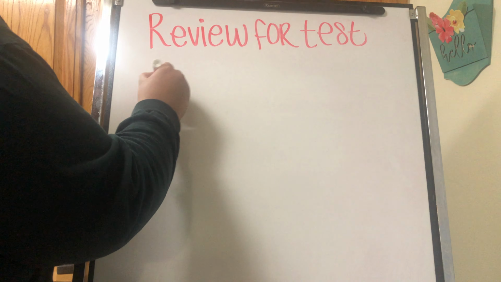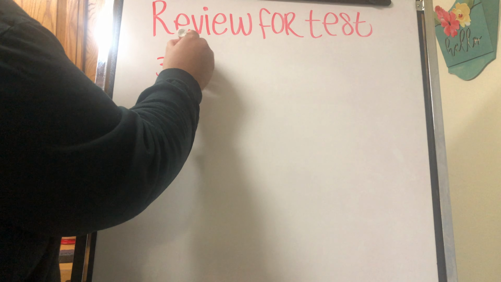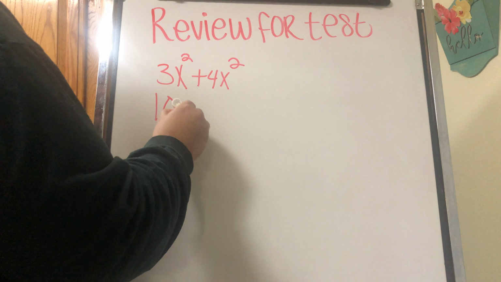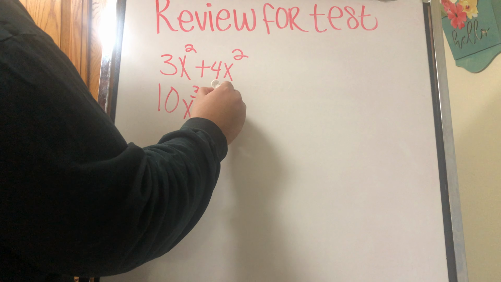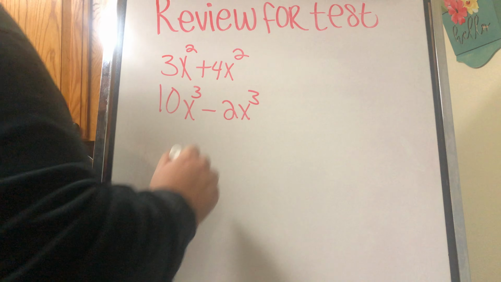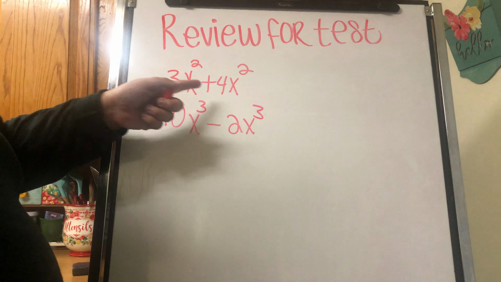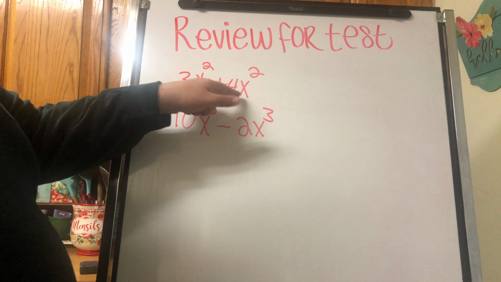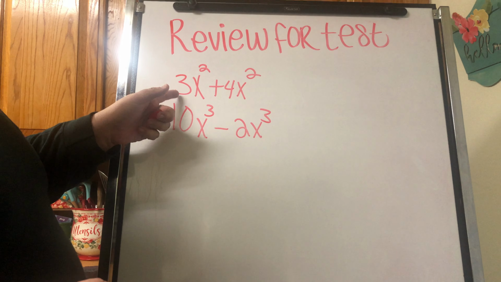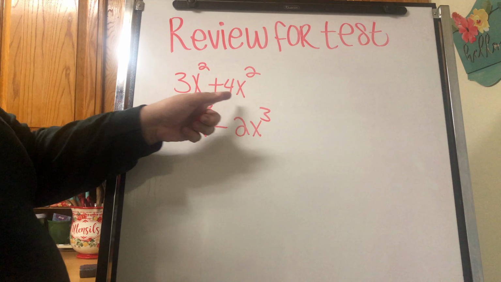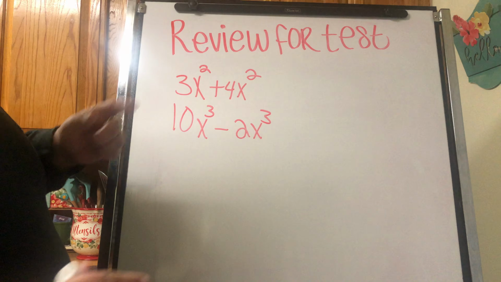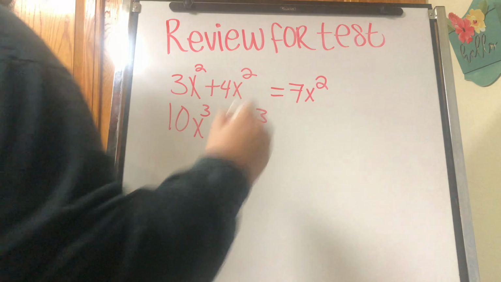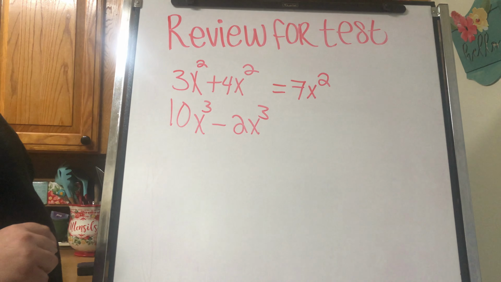When adding, let me start out with some examples. 3x squared plus 4x squared. Let's say 10x to the power 3 minus, let's say, 2x to the power 3. What they share in common is the same property. When adding or subtracting polynomials, you have to have the same base, and the exponents, you don't even touch them. You're only going to deal with the coefficients. So for example, 3 plus 4, that will be 7x squared. Remember, we do not add the exponents.